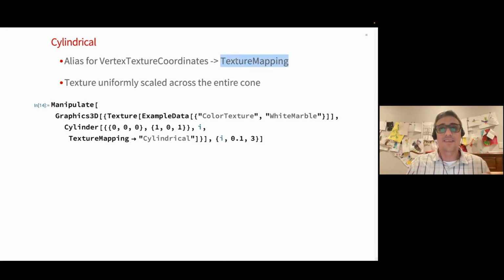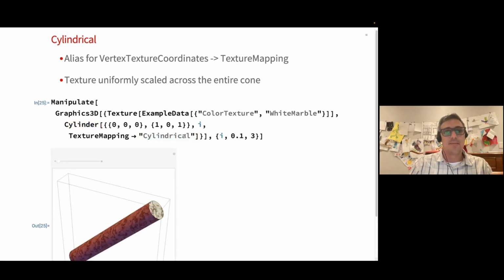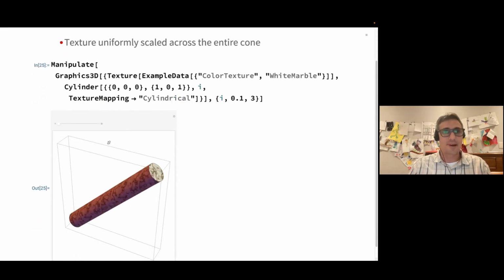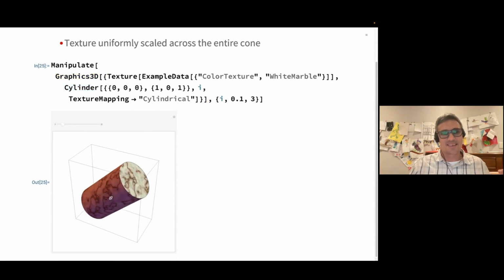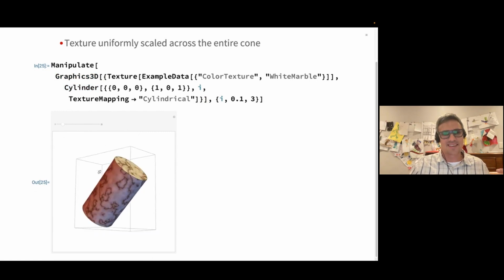One of the things we've also introduced here is an alias for vertex texture coordinates called texture mapping, which is quite a good name for what we're doing here. So for instance, you can also say, I'd like a cylindrical mapping for a cylinder and some other primitives. And here you can see an example of this. It's mapped this texture across the cylinder.